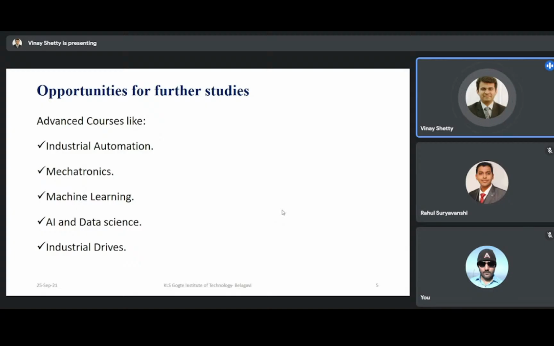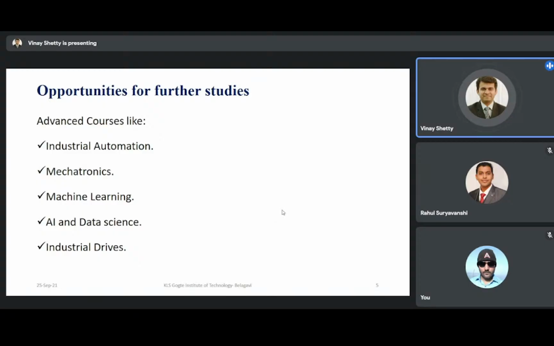Okay, so what are the opportunities for further studies? If I do a PLC course, is it restricted and limited to the industrial domain? What if I want to go for higher education? The opportunities available for further studies are advanced courses like industrial automation and mechatronics. Mechanical students are more vibrant in this subject, mechatronics, a collaboration of mechanical and electronics.